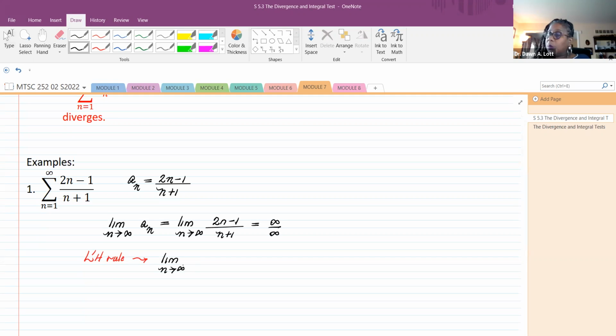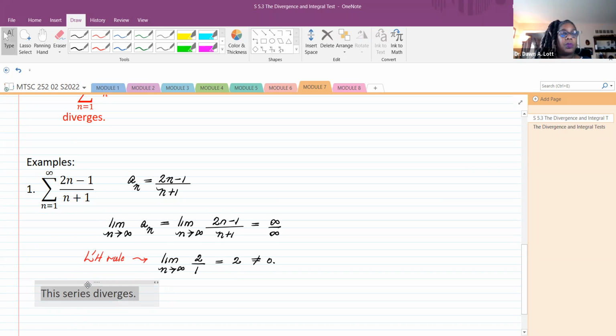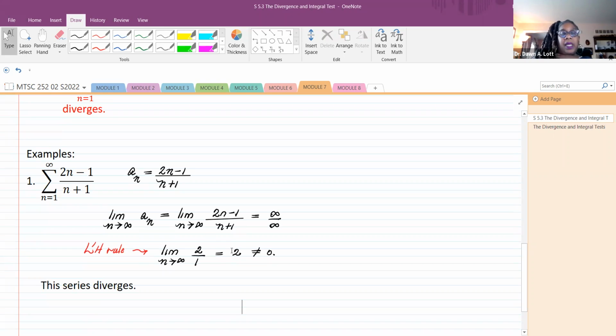Okay, so I'm going to take the derivative of the top. That's going to give me a 2. The derivative of the bottom is 1, so I get 2. So when I take the limit as n goes to infinity of a_n, I get 2, and it is not 0. So therefore, I can now conclude this series diverges. The limit was not 0, so the series diverges.